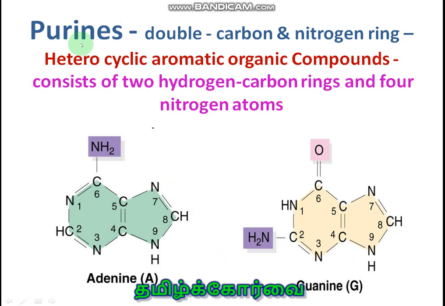First, let us discuss purines. It is a double carbon and nitrogen ring. Heterocyclic aromatic organic compounds. Okay, and it consists of 4 nitrogen atoms. You see, this is one ring, this is another ring. 2 rings are present, and 4 nitrogen atoms are present in adenine and guanine. Please draw the diagram, practice it, and mark these positions. Questions can be asked in competitive examinations like NEET based on these numbers also. What are the groups present in these positions?